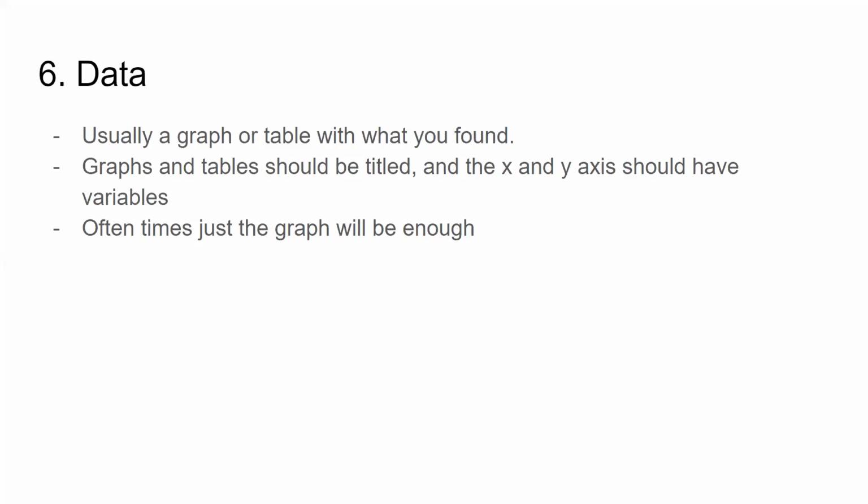One important thing about data is that graphs and tables, any kind of visual, should be titled. Also, if you're using a graph or even a table, your X and Y axis should have variables as well as titles. This is really, really important because just including some values on a table doesn't mean anything unless you title the entire table or graph as well as the X and Y axis for each side. This way it actually makes your data understandable.